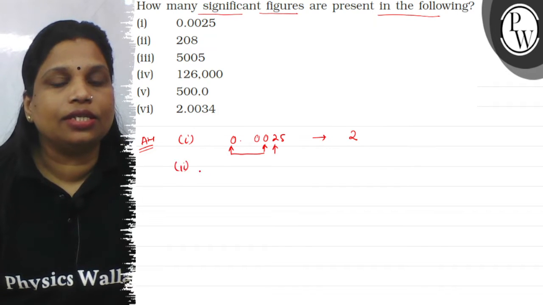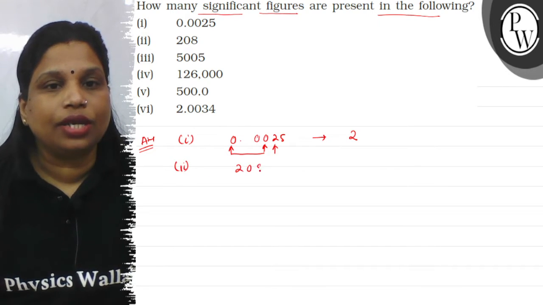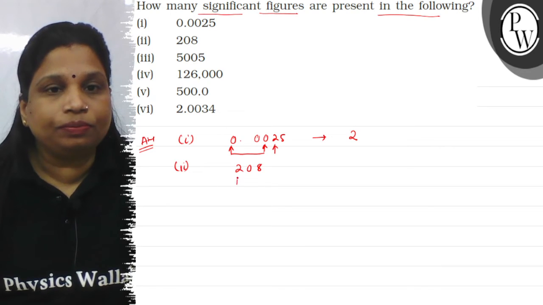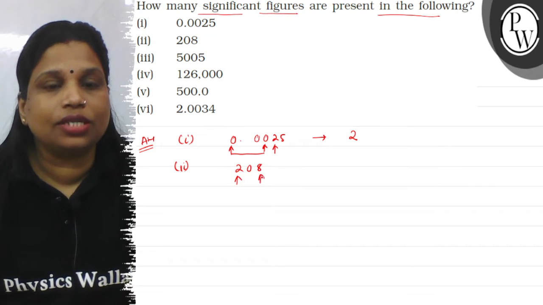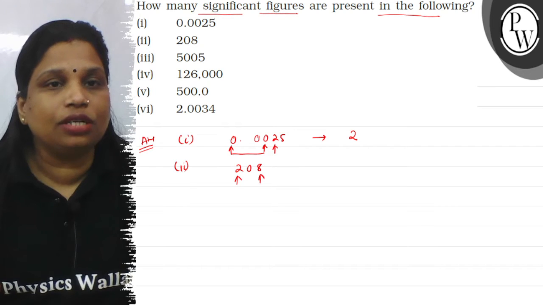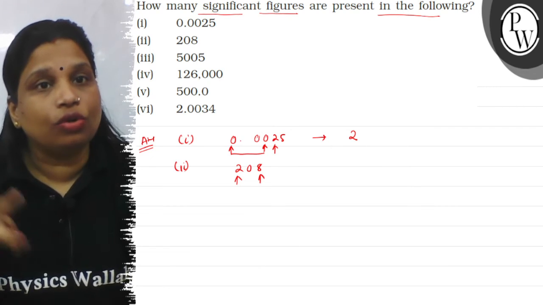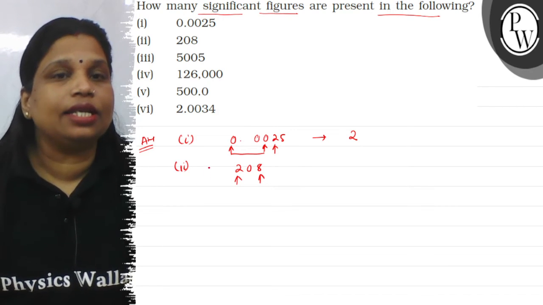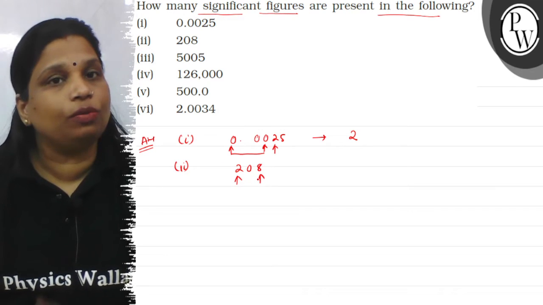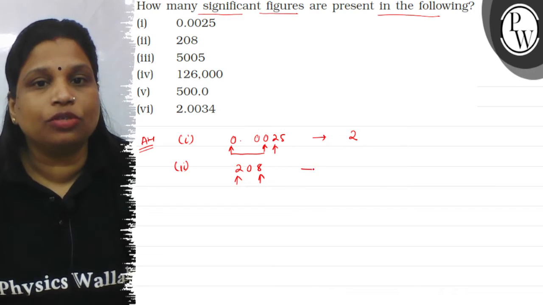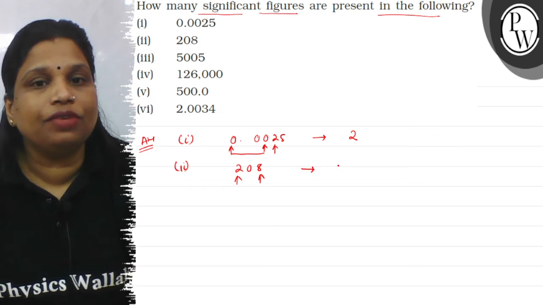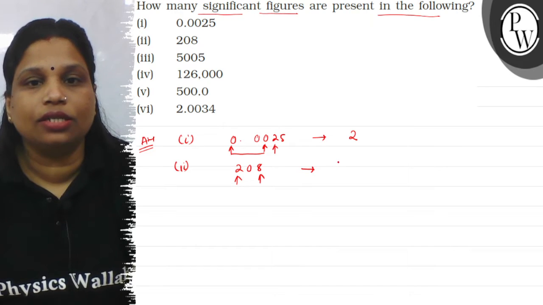In the next case it is 208. The first non-zero digit is 2 and the last one is 8. If a zero is present between the first and last non-zero digits, then it has significant value and therefore it will be included in the significant figures. So how many significant figures are there? 1, 2, 3. It is 3.